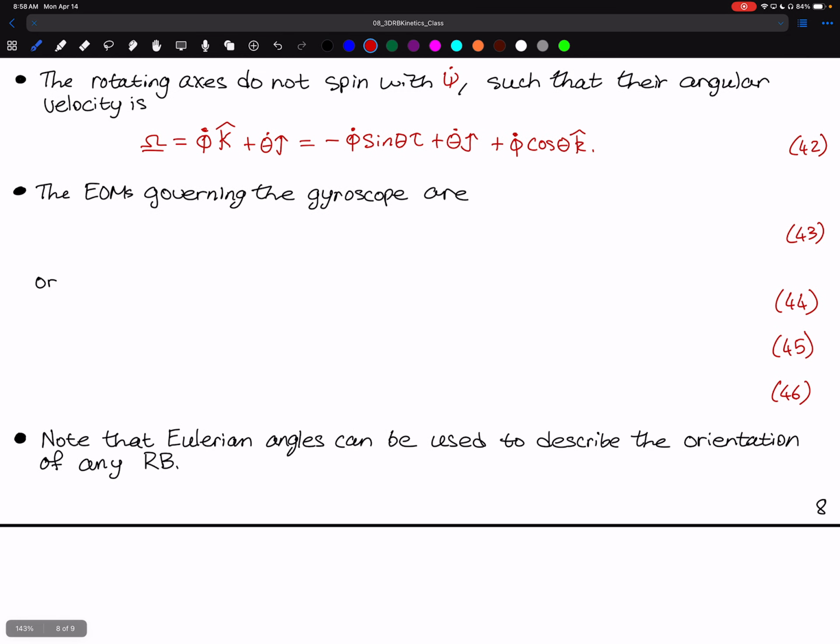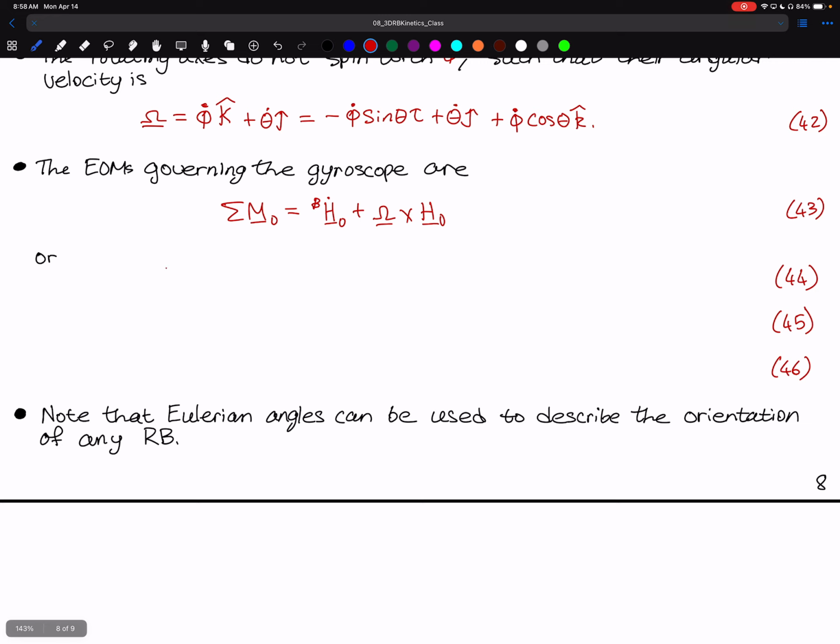You can write then that the sum of the moments about the point O is equal to H sub O dot computed with respect to B plus capital omega crossed with H sub O. If we write this out in components, we will get that the sum of the moments in the x direction is equal to minus I1 times phi double dot sine theta plus 2 theta dot phi dot cosine theta plus I2 times theta dot times the quantity psi dot plus phi dot cosine theta.